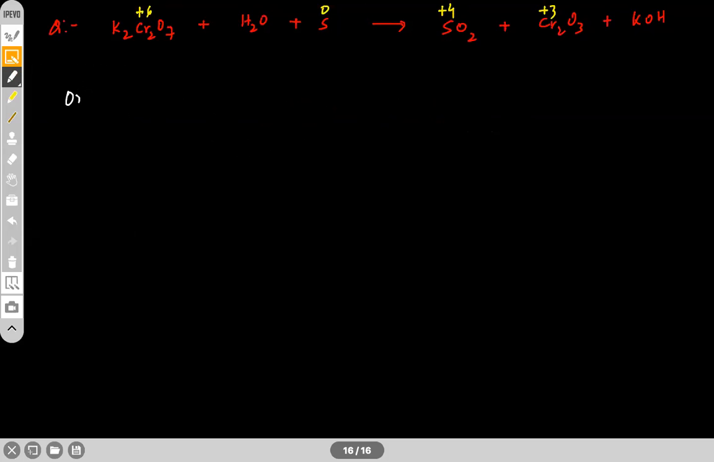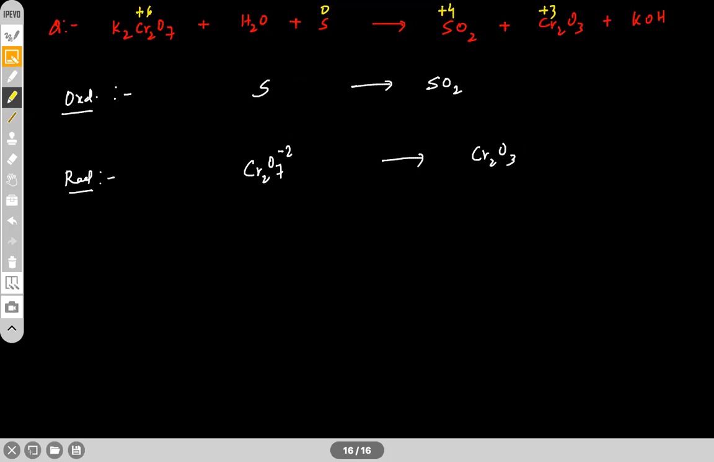So the oxidation and reduction. Oxidation is conversion of sulfur into SO2, and reduction is Cr2O7 2 minus into Cr2O3. Okay. Medium is basic, let it be, whatever medium is, we'll consider as it. Okay. So Cr2 and sulfur is balanced.